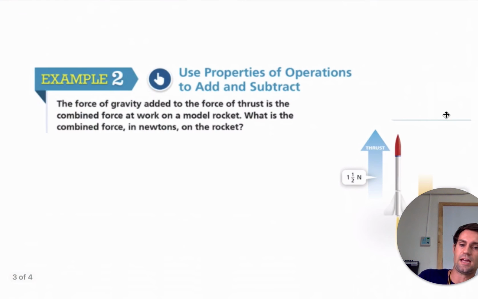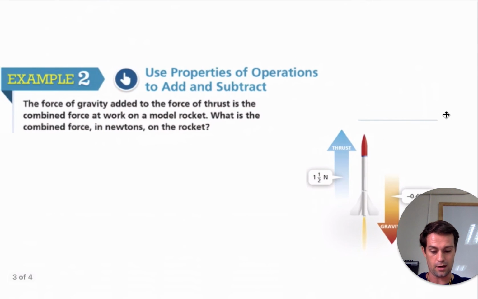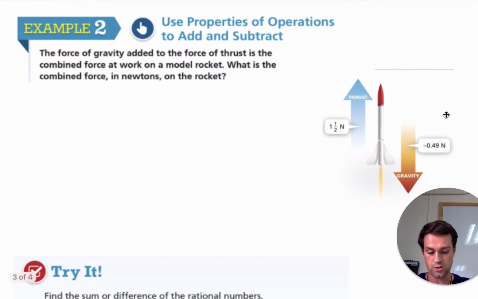All right, this next example, we're going to use properties of operations to add and subtract. So the force of gravity added to the force of thrust is the combined force at work on a model rocket. It's kind of like our basket with the balloons going up and the balloons going down, okay? What is the combined force in newtons of the rocket? So hopefully our combined newtons are a positive number, so our rocket will go up, okay? If it isn't, then our rocket is coming back to the ground. Okay, so we're wanting to combine these two. So we need to take the difference of the two, or we're just combining the two, sorry.